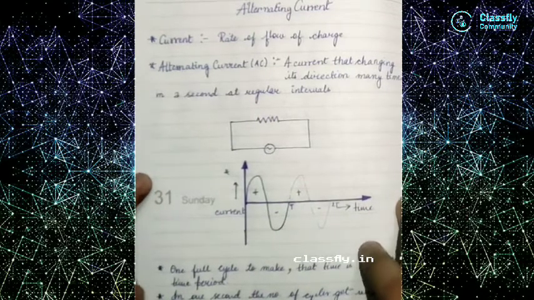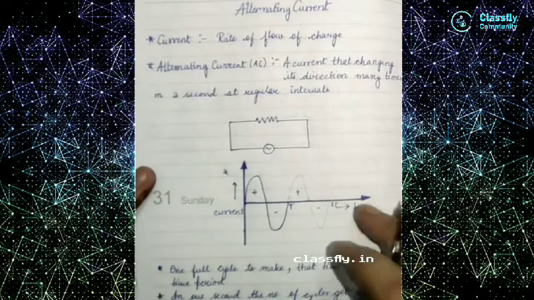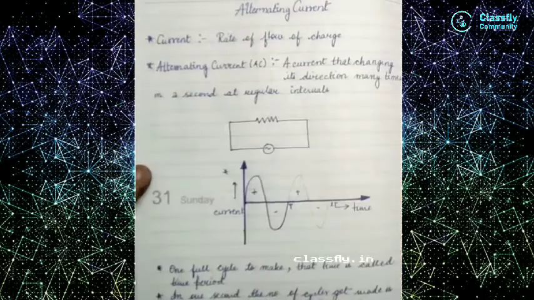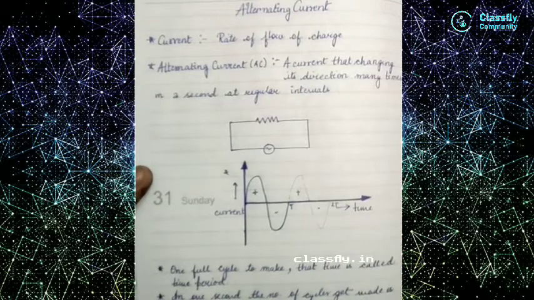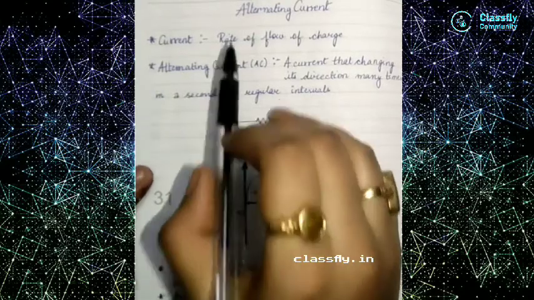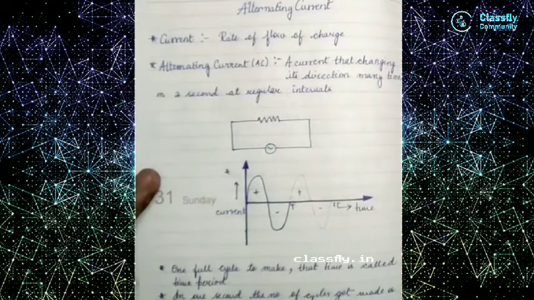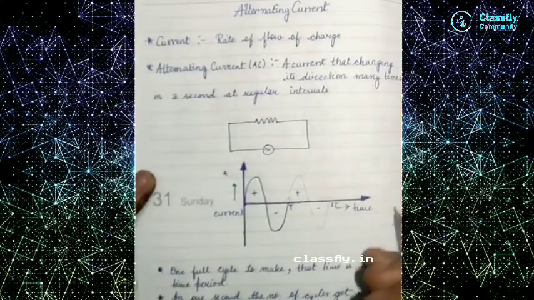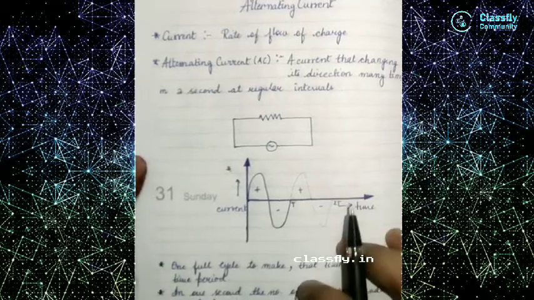Today we will be doing alternating current. Whenever we see current, the first question which comes to our mind is what current basically is. Current is, in simple words, the rate of flow of charge. That is, if a charge is flowing through something, that rate of flow of charge is known as current.